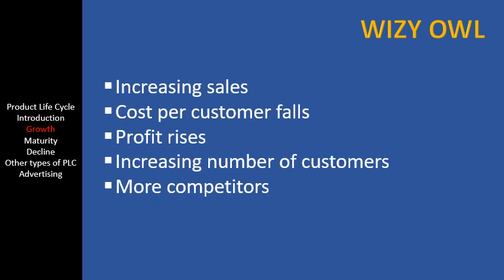Next we have the growth stage. In the growth stage, the product sees an increase in sales. The cost that the company is incurring per customer also falls. The profit also increases because more customers are buying it, and therefore the company is earning a bigger revenue, and hence profit also increases. There is also an increased number of customers as the product is popular in the market, and more people are becoming aware of it.